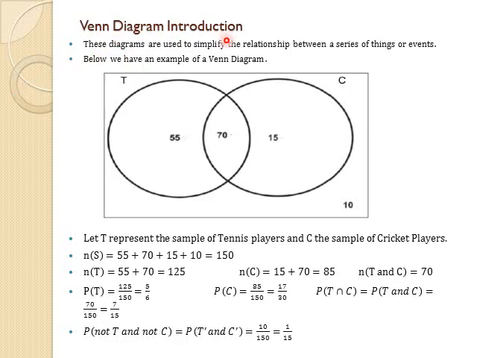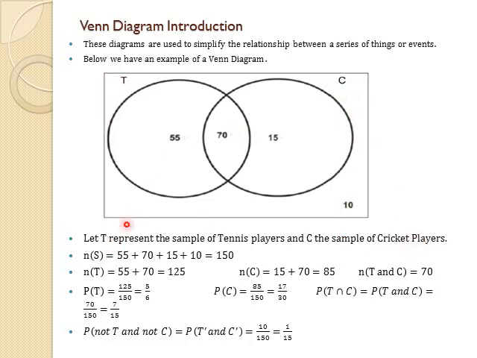This lesson we're doing some revision of Venn diagrams, knowledge that you should know from prior. So, a Venn diagram, these diagrams are usually used to show a relationship between a series of things or events. Here we have an example of a Venn diagram. There we said let T represent tennis players and C represent cricket players.